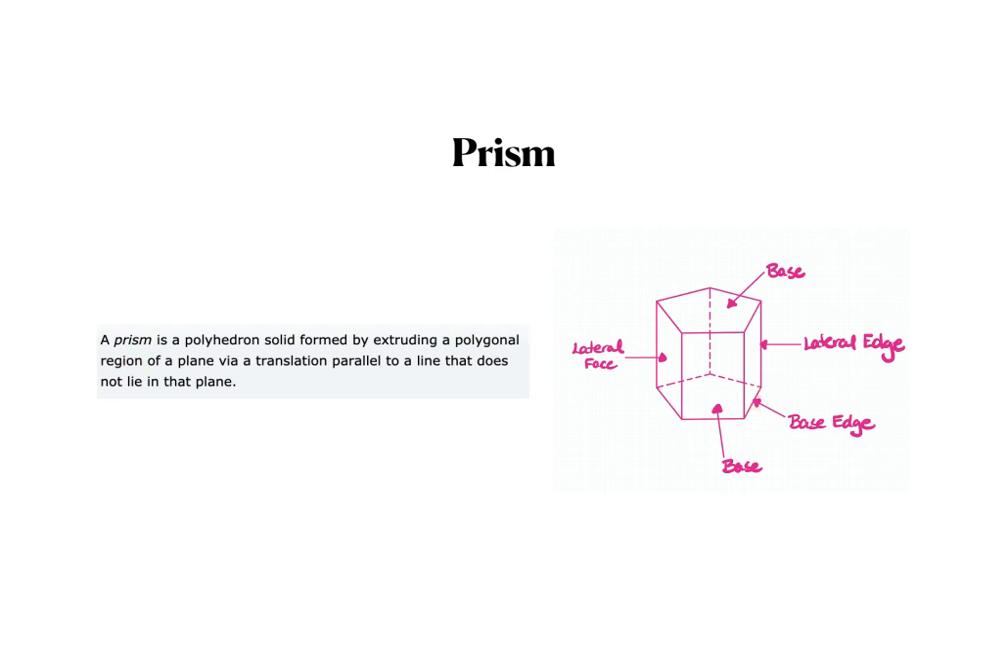So let's see what EMF says about it. A prism is a polyhedron solid formed by extruding a polygonal region of a plane via a translation parallel to a line that does not lie in the same plane. So in other words, we have two bases. I have a translation that takes this base to the top base or a parallel plane.